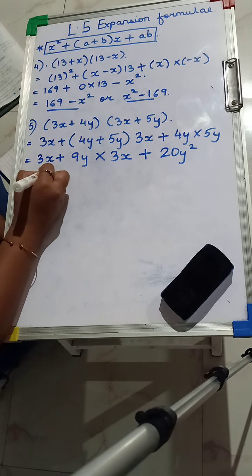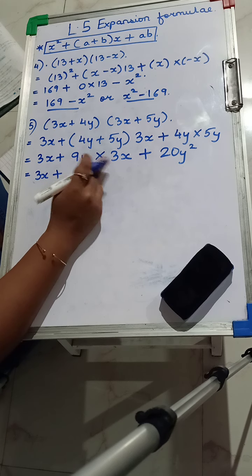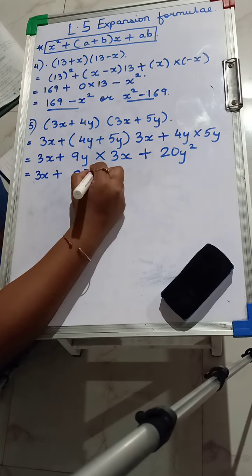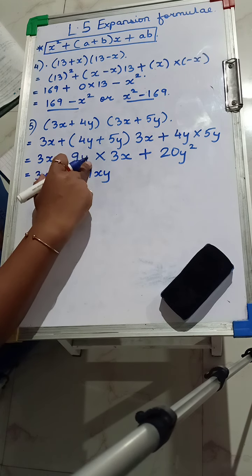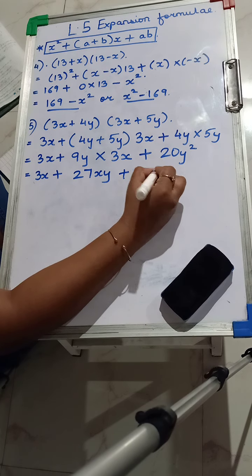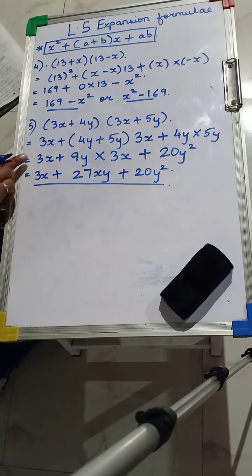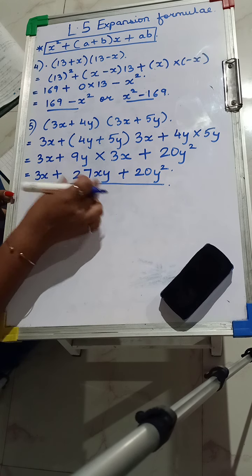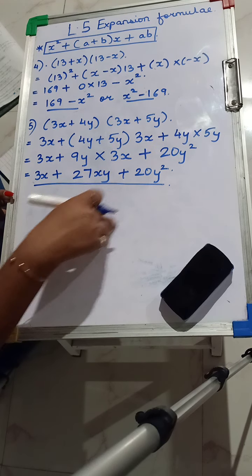Now we take 3x square as the first term, and multiplication is left here. So 9 threes give you 27. You write it as 27xy, because 9 multiplied by 3 gives you 27, and y multiplied by x is xy, plus 20y square. So this is your final answer here. We just took those two numbers, 9 threes are 27, and xy plus 20y square.